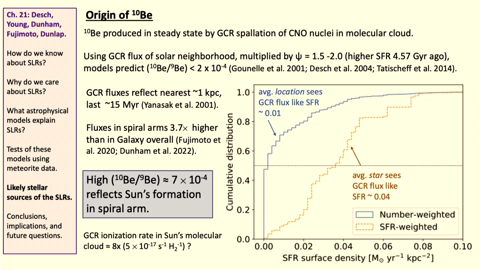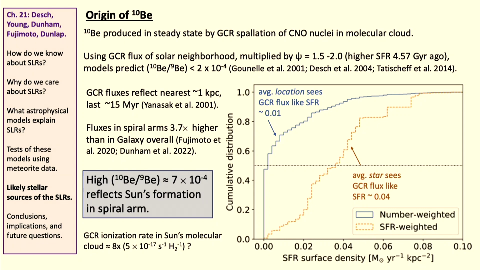And if you account for that, and this is a histogram of the cosmic ray fluxes that you would see, or the star formation rate in the local 1 kiloparsec. Basically, what star formation rate corresponds to the cosmic ray flux you see. This is the spatial distribution, so the average location in the galaxy sees a star formation rate of 0.01 solar masses per year per kiloparsec. But the star formation rate in the nearest kiloparsec to a newly formed star is actually much higher. It's about 3.5 times higher.